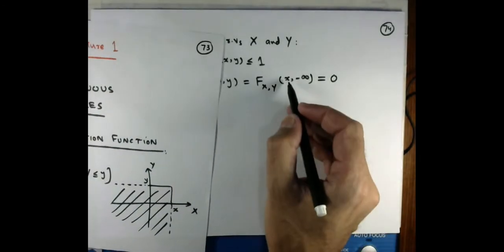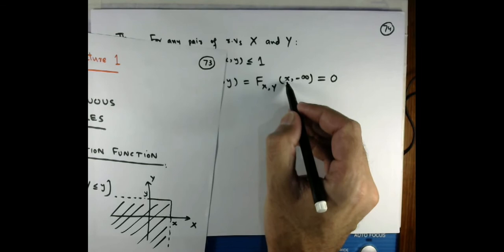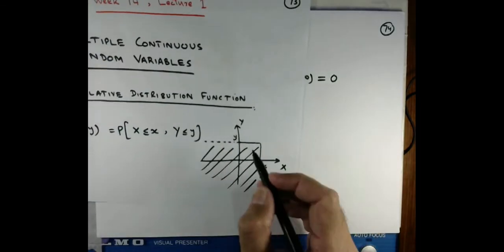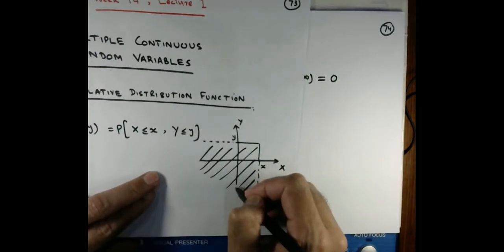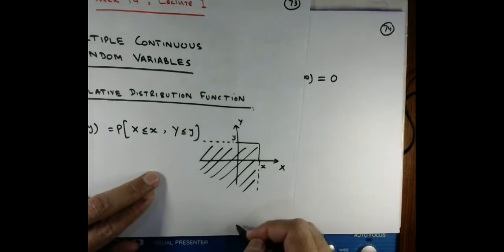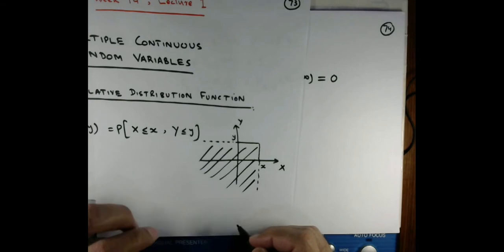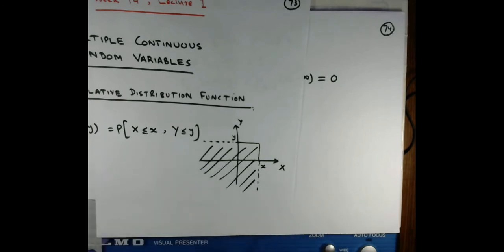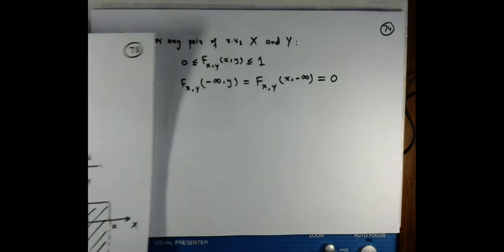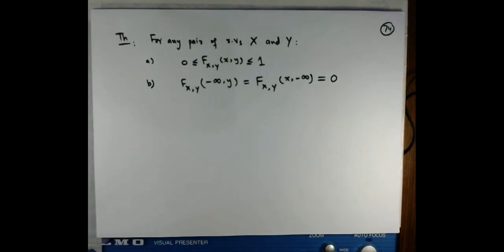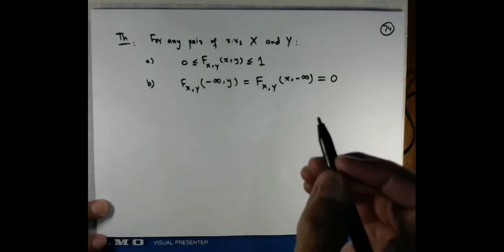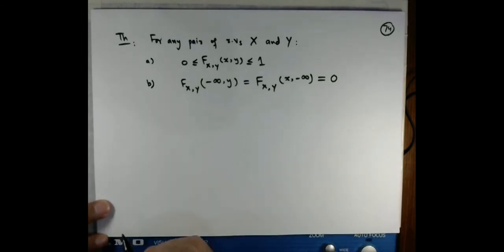And similar is the case with F sub x comma y of x comma minus infinity. If you move on the y-axis to minus infinity, there will be a point beyond which you will have no meaningful intersections between x and y. So the probability of the intervals beyond that to the minus infinity side, both on the x-axis and y-axis, will be equal to 0.